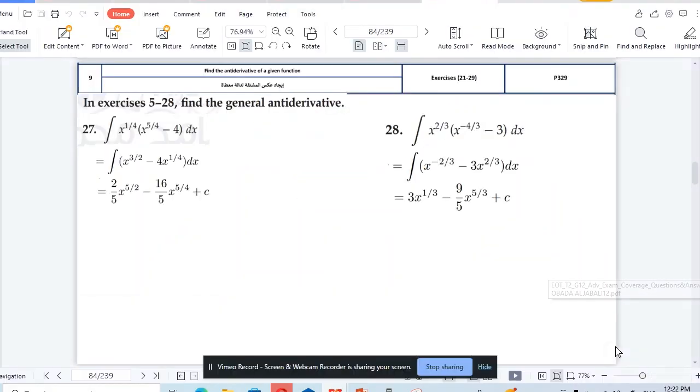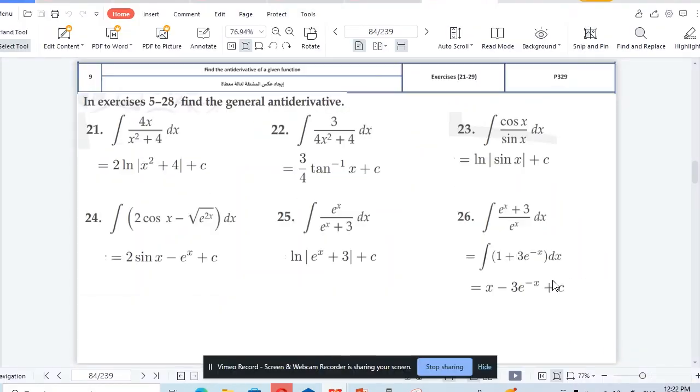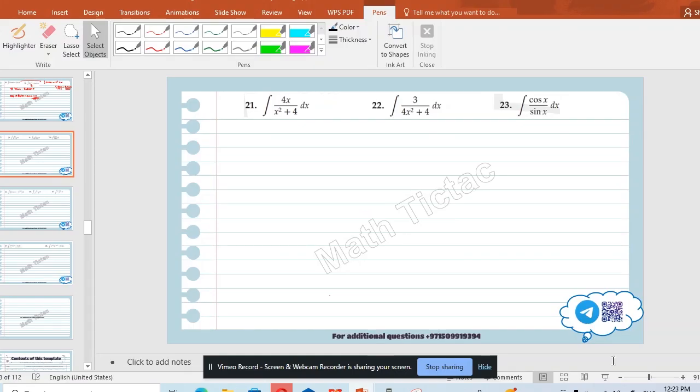Okay, so let's move to the next question. Find the antiderivative of a given function. This is question 9, exercises 21 to 29, on page 329. Let's see how we can solve these questions. Let's go directly to our PPT.